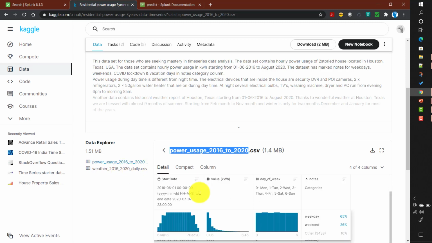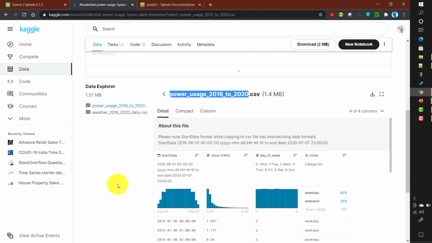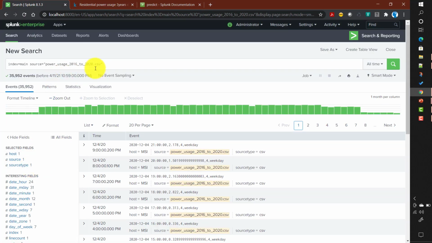Now if you just see the power usage data, it is a very simple dataset. We have a date field, basically the time field, the power in kilowatt hour, the days of the week, and some notes. Notes mean whether it's a weekday or weekend, something like that. For our analysis we will mainly be using 2 columns, the date column and the power usage value in kilowatt hour. Now let me show you the same data I have indexed in my main index.